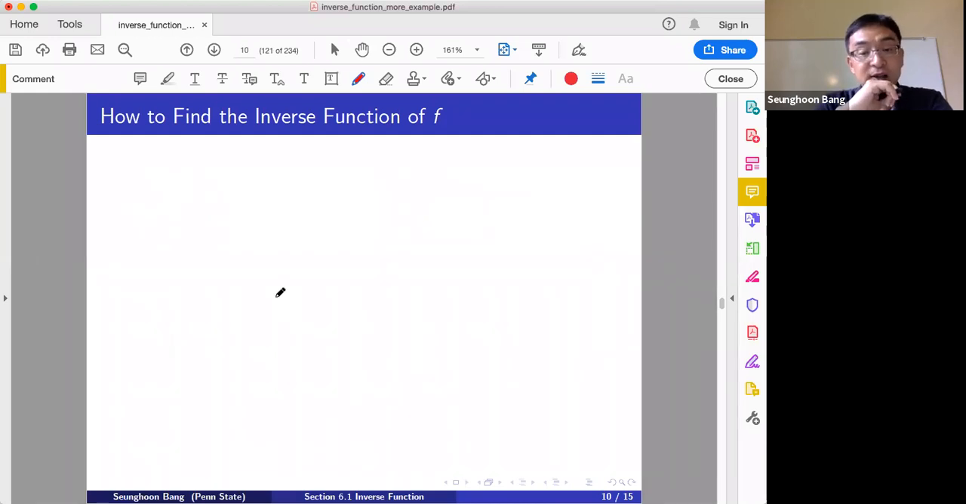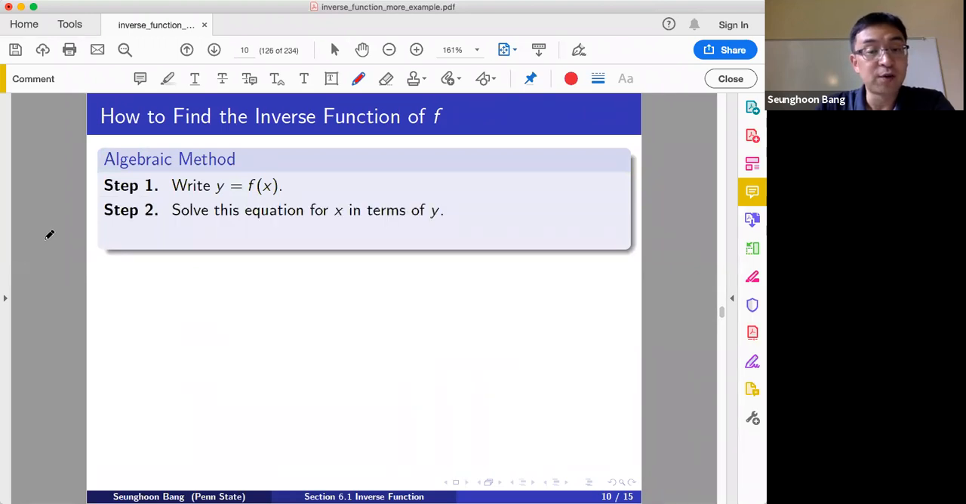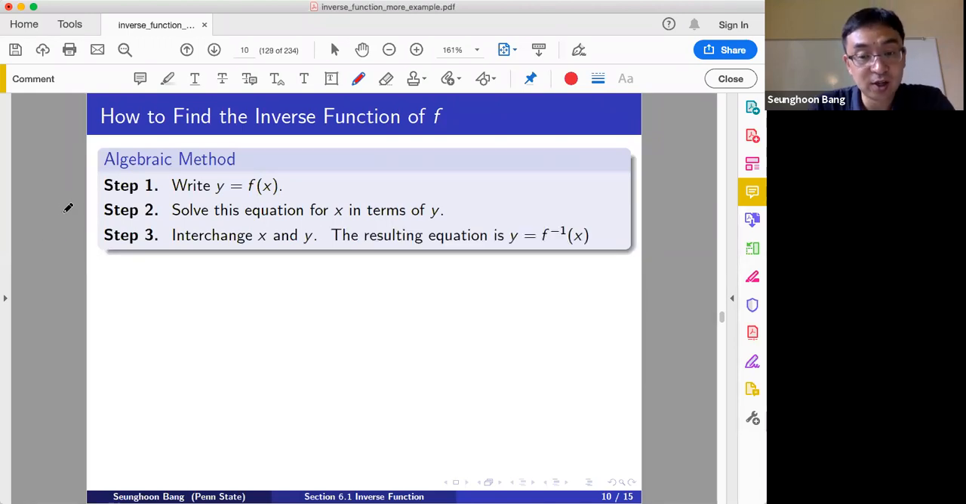Here, how can you find the inverse function of f? What are the main things? You have to interchange input x, output y, only interchange. This is the main part for finding the inverse function. We have an algebraic method. Step 1, write y equals f of x. Step 2, solve this equation for x in terms of y. Third one, interchange x and y. This is the whole idea. The resulting equation is y equals inverse of f of x. Yeah, this is the key.